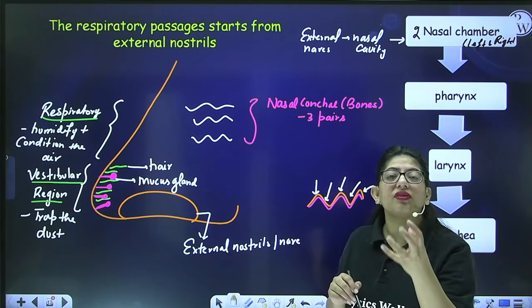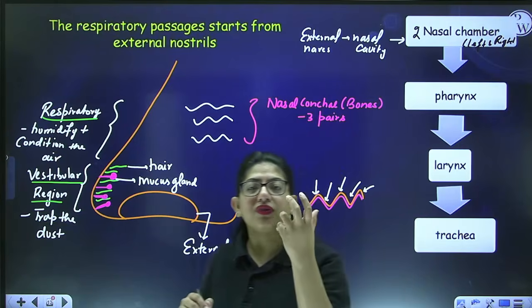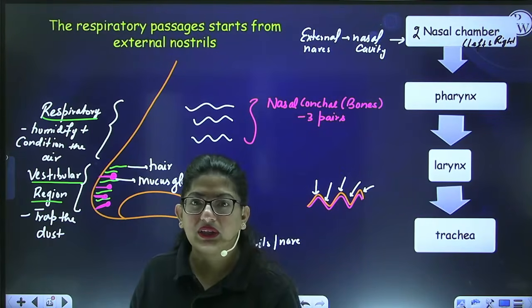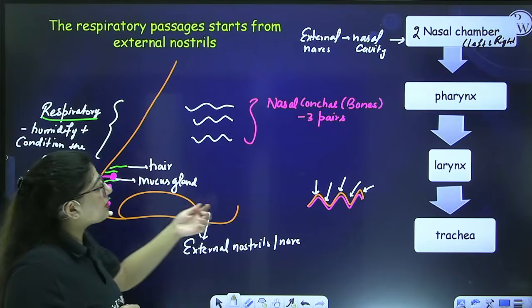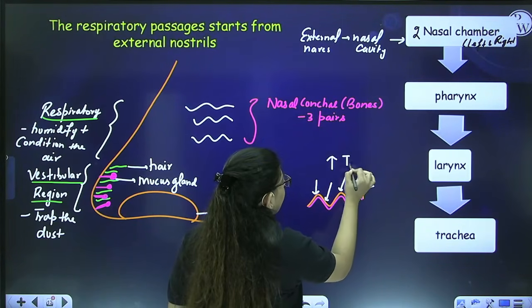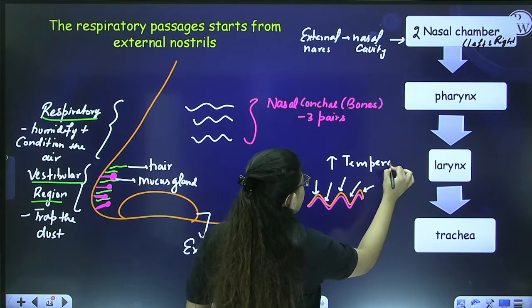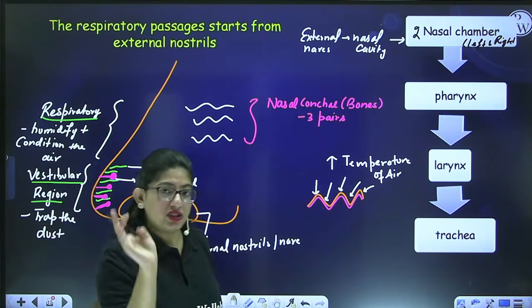Now this skin will maintain the temperature, make a humid environment there, and condition the air. Whenever I'm talking about conditioning the air, that means the skin will increase the temperature of air. And that's important. Why? Because the more the temperature, the more the diffusion.